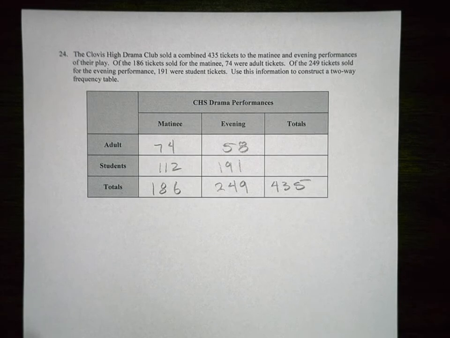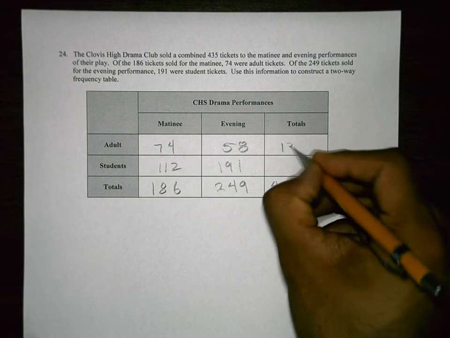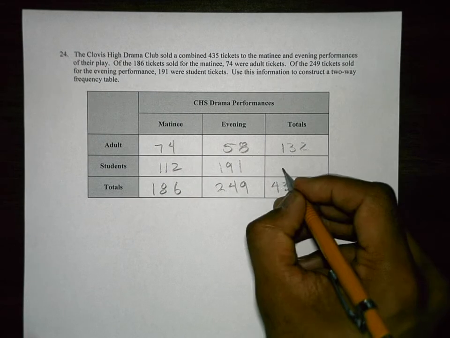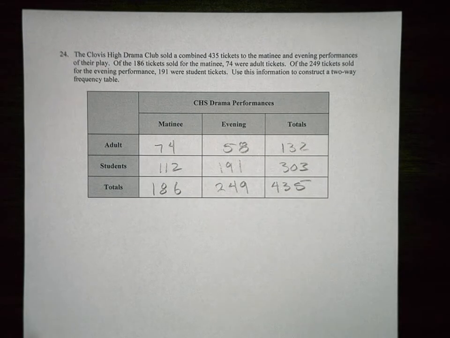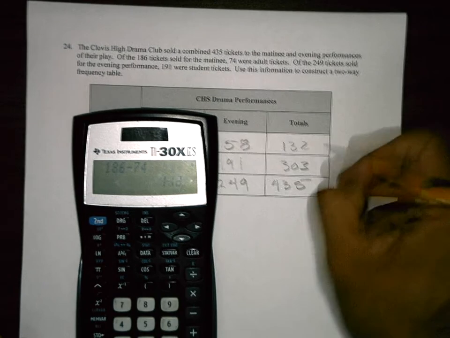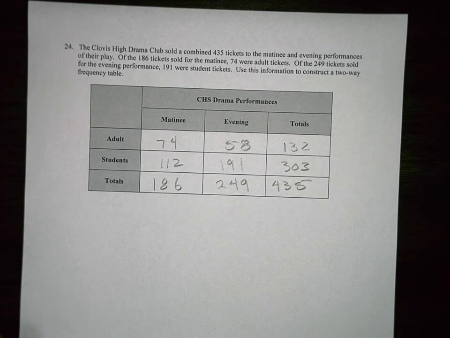Now I want to know just how many adults took it. So that's going to be these ones and this one, and that's 132. And then how many total students? 112 and 191. And just to double check, I'm going to make sure these two also add to 435. So 132 plus 303, and that works out to 435. So I am good to go.